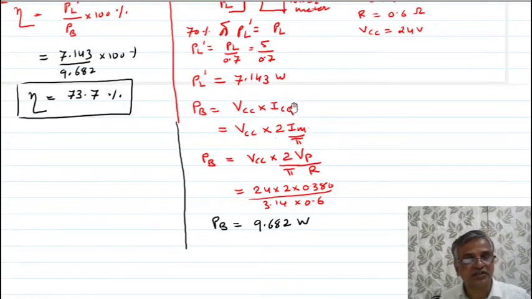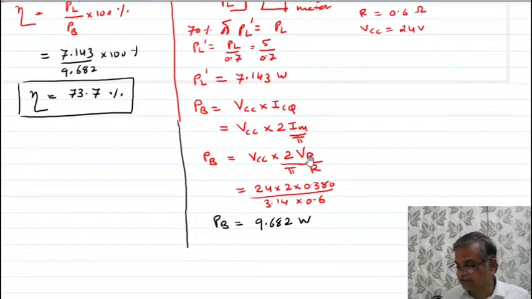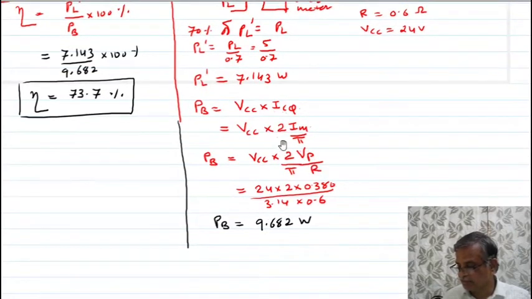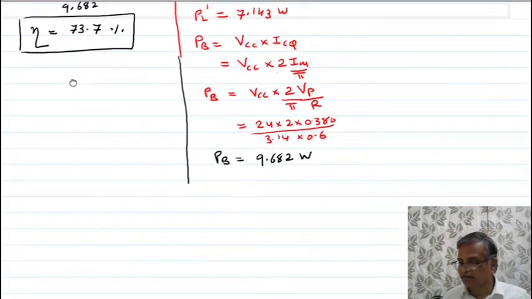So you have seen in your circuit, I have shown the full wave rectified signal. So the DC value of that signal is nothing but 2Im upon pi. Im is nothing but the peak value, peak voltage upon resistance. So by putting this I am getting 9.682. So approximately if you find out this calculation, you will get 73.7%.